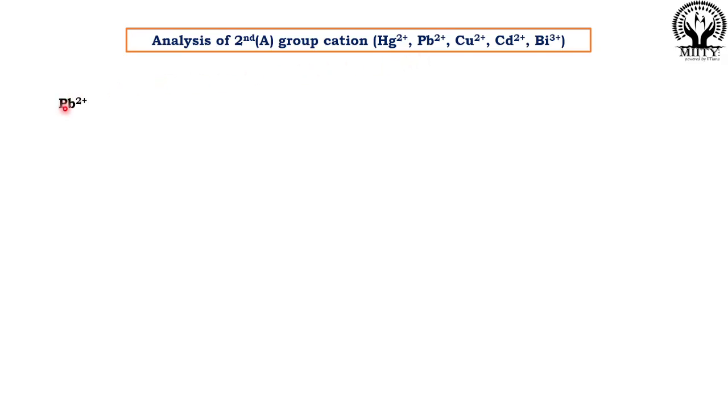To the lead ion, we add group reagent H2S and HCl. In the presence of HCl, H2S undergoes slight dissociation and the small sulfide concentration combines with Pb2+ and forms black PPT of lead sulfide. This lead sulfide dissolves in HNO3 and forms lead nitrate, Pb2+ and NO3-.